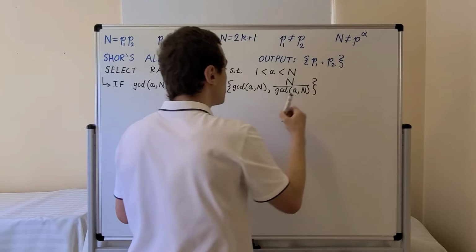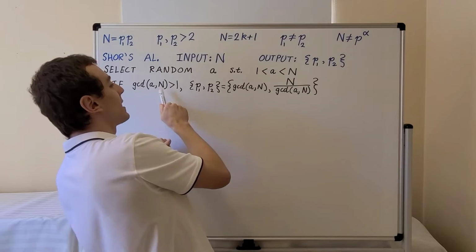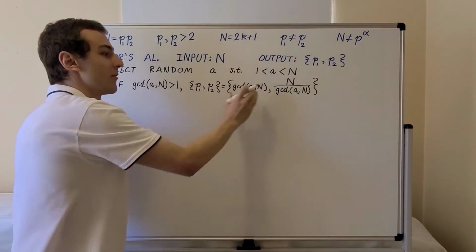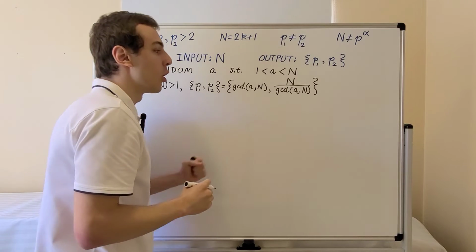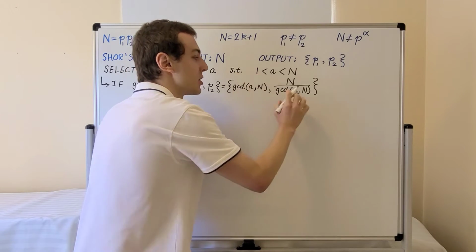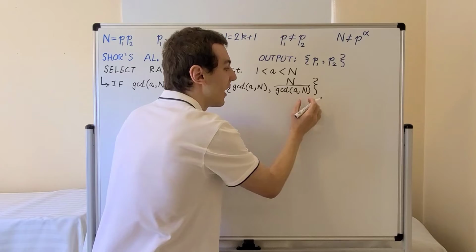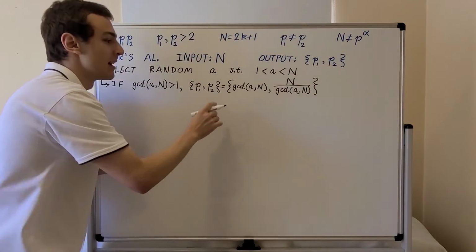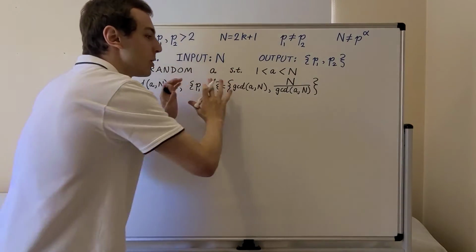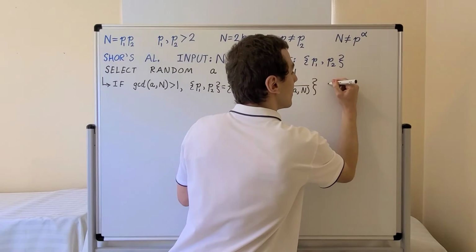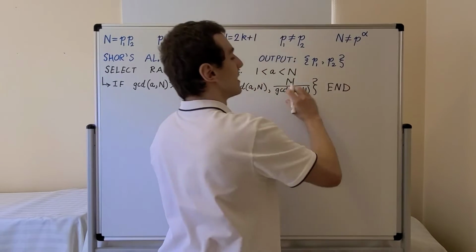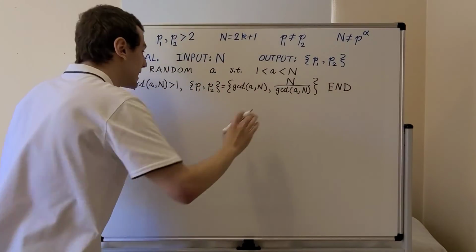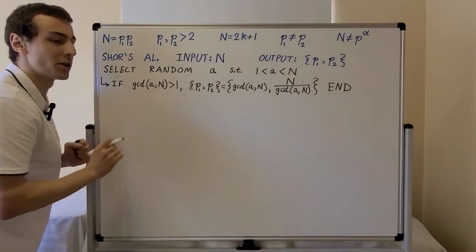So this procedure of finding the greatest common divisor of a with n actually gives us one of the prime factors. And we can call that P1. And then to find P2, all we have to do is take n divided by that prime factor. And that gives P2 over here. And once we've done that, we can end the program. So this is the end of the program, but that's only if we have this scenario over here.